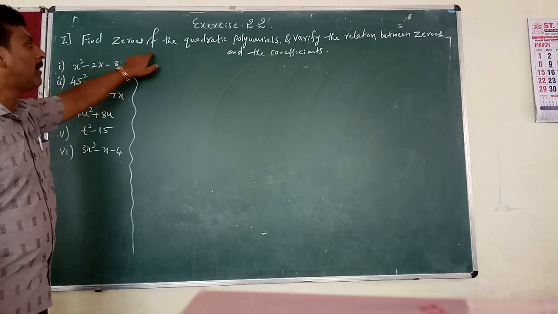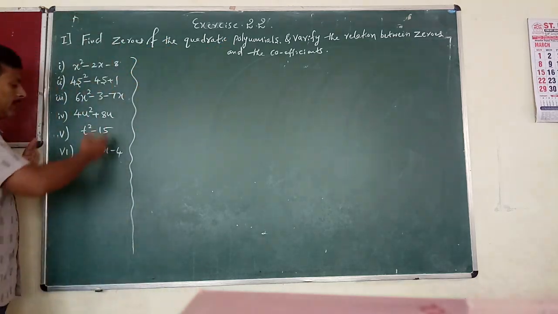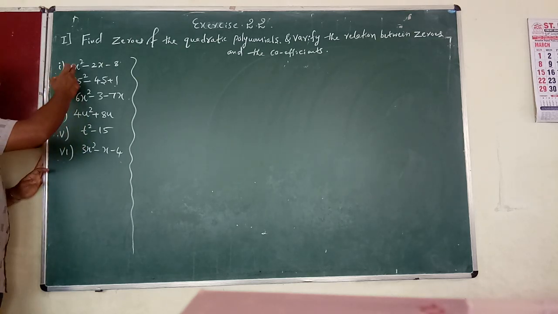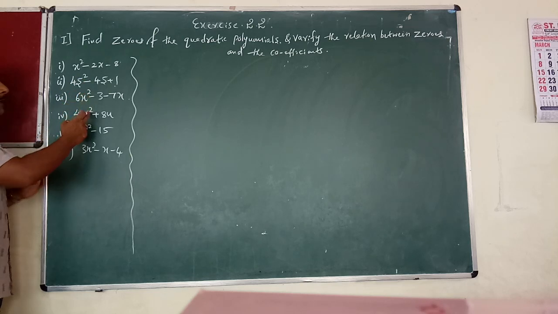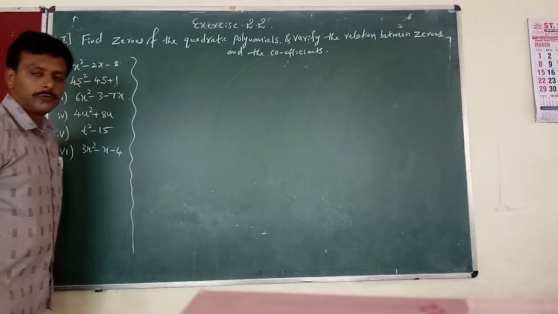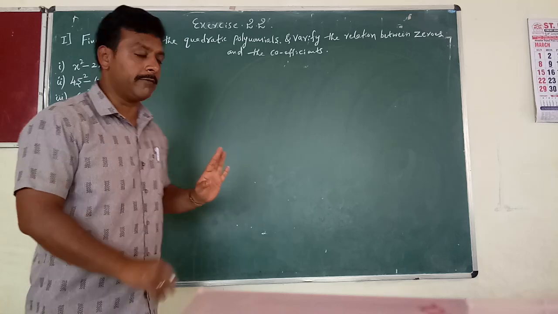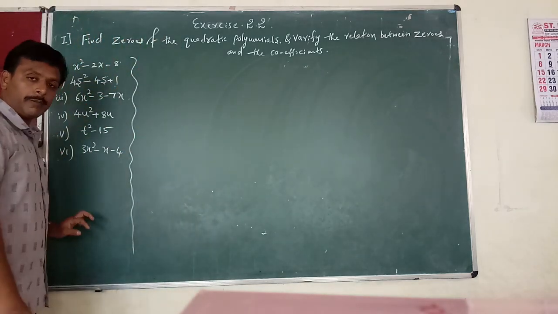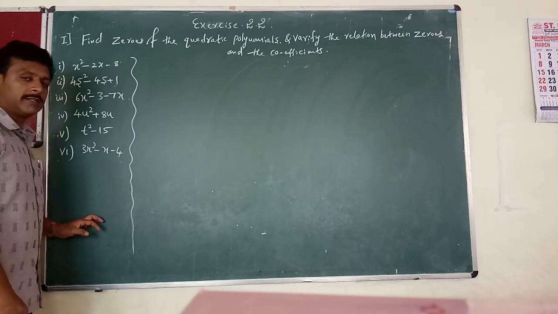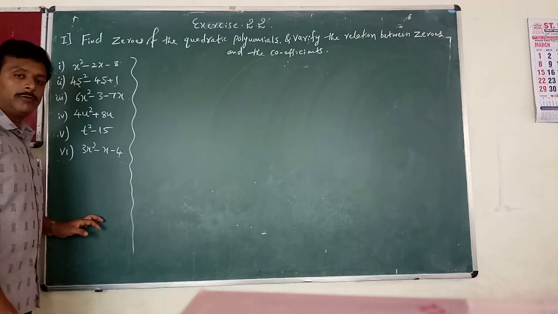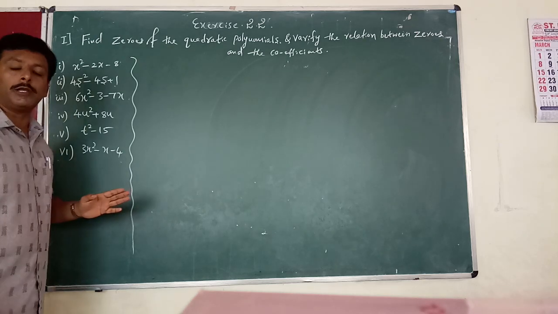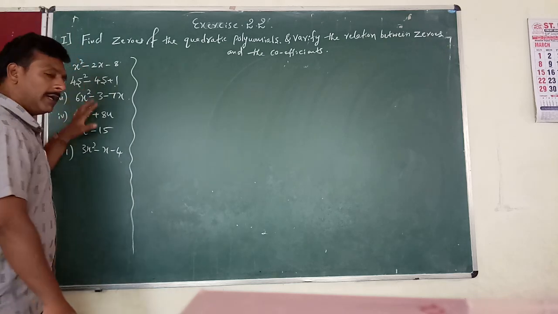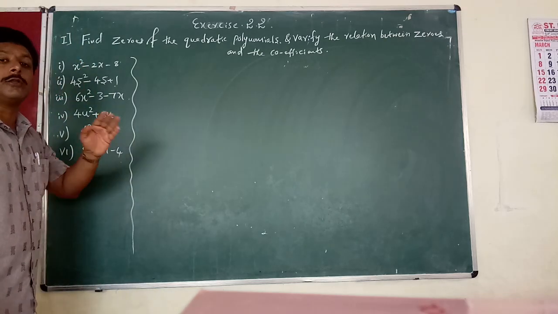Find the zeros of the quadratic polynomials. They have given you 6 quadratic polynomials. You can see all are degree 2, so all are quadratic polynomials. They are asking you to find the zeros of each quadratic polynomial. Yesterday in the last class we discussed how to find the zeros of a quadratic polynomial by the algebraic method, the factorization method. In the same way you have to factorize it and get the zeros.